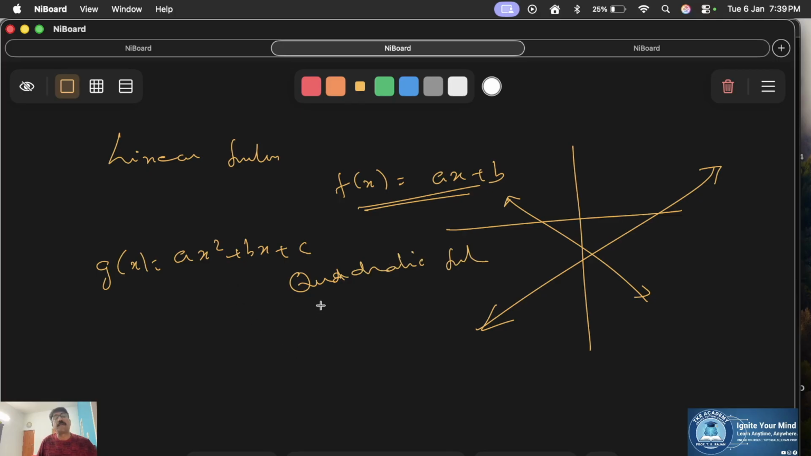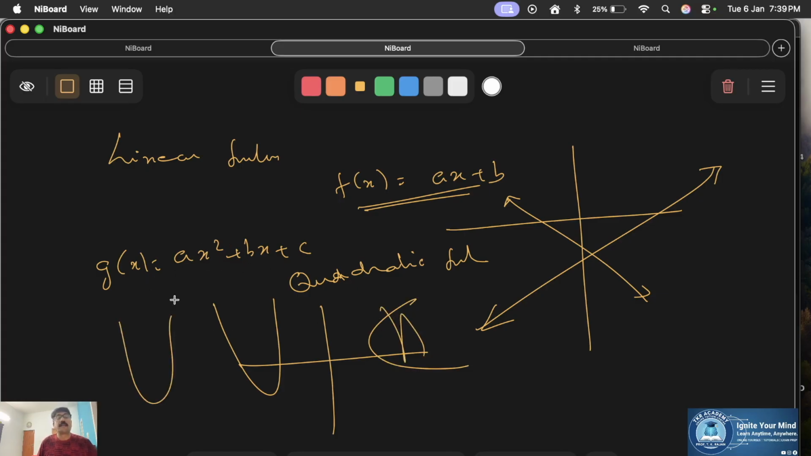Its graph will always be a parabola. The parabola may open upward or downward, depending on whether a is negative or positive. It is always like this, because its axis will always be parallel to the y-axis. So g(x) = ax² + bx + c is always a parabola. One particular case we have already seen, f(x) = x². It is a parabolic function.